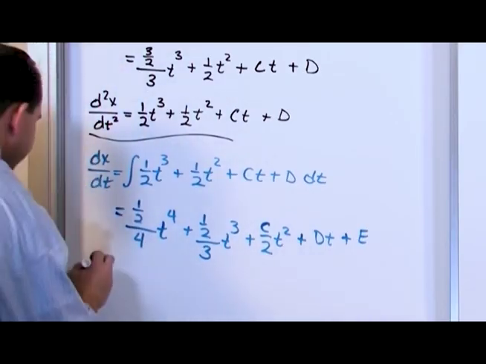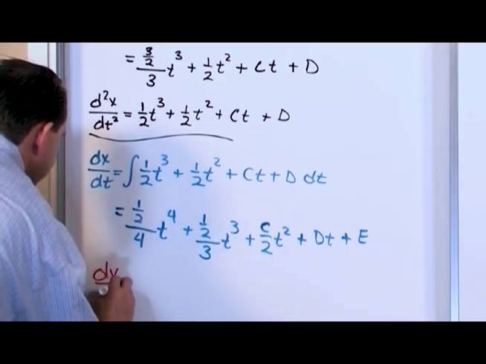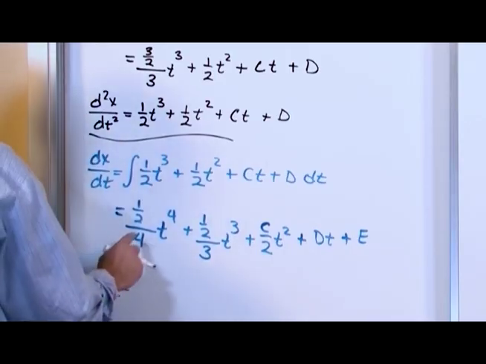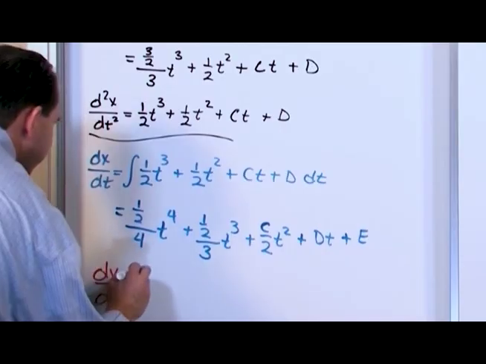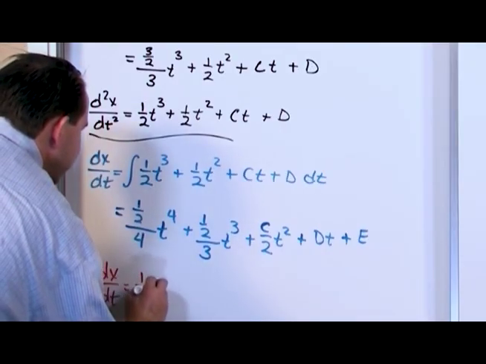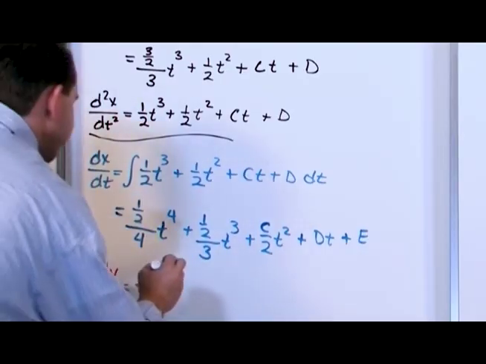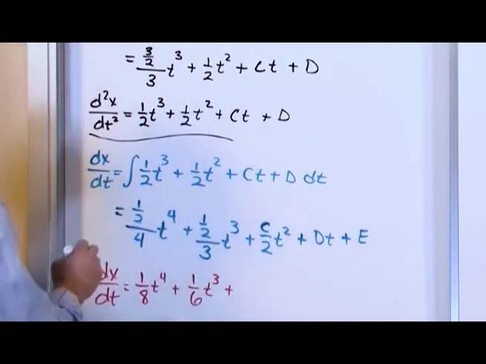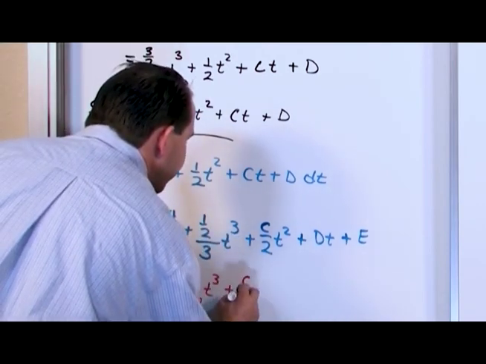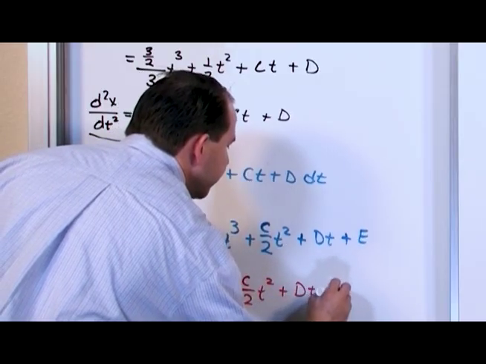Okay, so let's do a little bit of simplification. dx/dt is equal to, whenever I simplify this, I flip it up and multiply it, what I'm going to get is 1/8 t to the fourth power plus, when I multiply this, 2 times 3 is 6, so I have 1/6 t to the third plus, over here, everything else after that is going to remain the same, c over 2 t squared plus d times t plus e.